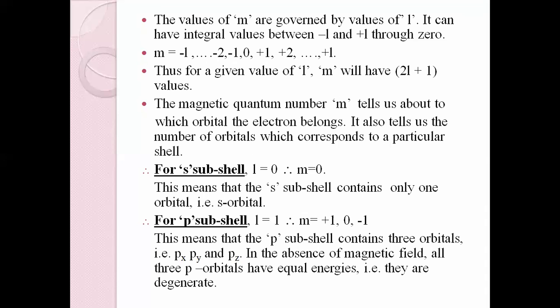Understand and write. For S subshell, L equals 0, therefore M equals 0. Where did this L equals 0 come from? N minus 1: 1 minus 1, 0. Ma'am, after that we have to directly write for P subshell, no? Yeah, P subshell also.